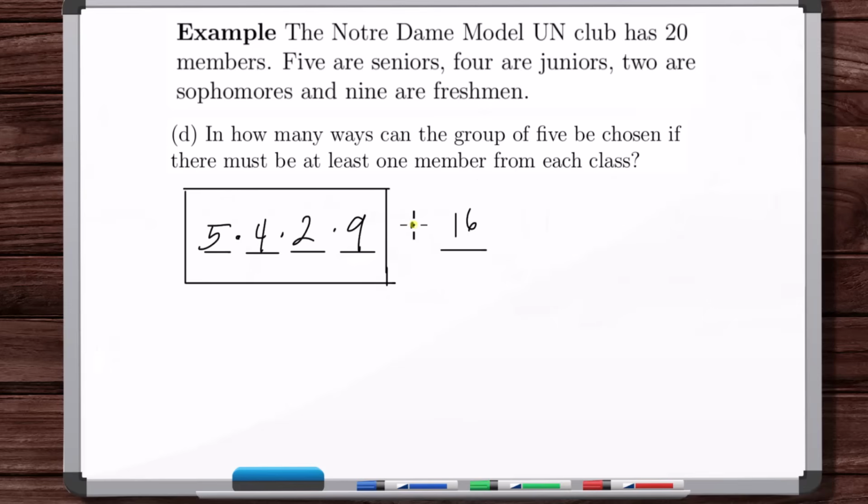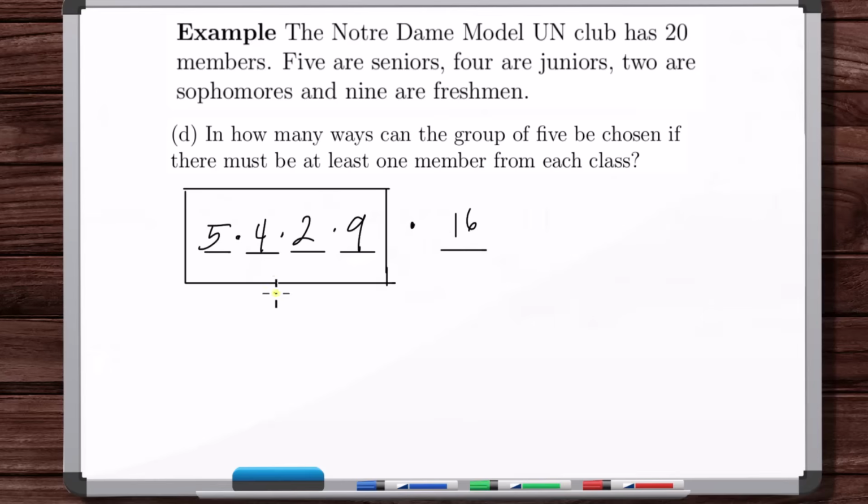Maybe we could use the Venn diagram to help us out. So you've got, this could be anybody, any one of the seniors, juniors, sophomores, and whatnot. So if we just reported this answer, 5 times 4 times 2 times 9 times 16, what are we double counting here? Are we double counting anything?